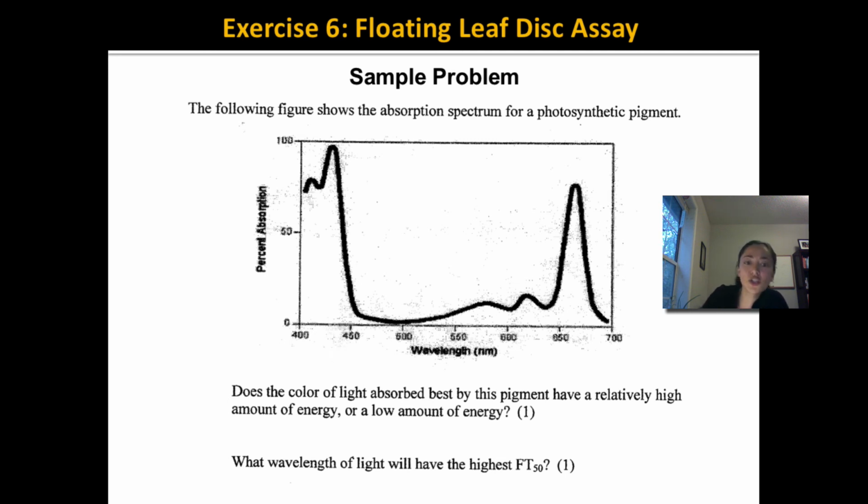Well, 400 something is a much smaller number than over here. So it means it has a smaller wavelength relative to the other wavelengths in this graph. So remember that the smaller the wavelength, the more energy that something has. So this is going to have a relatively high amount of energy.